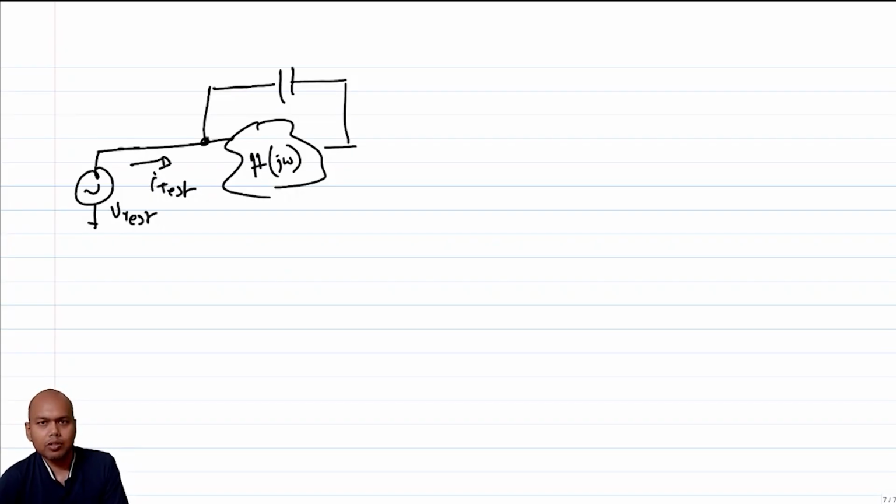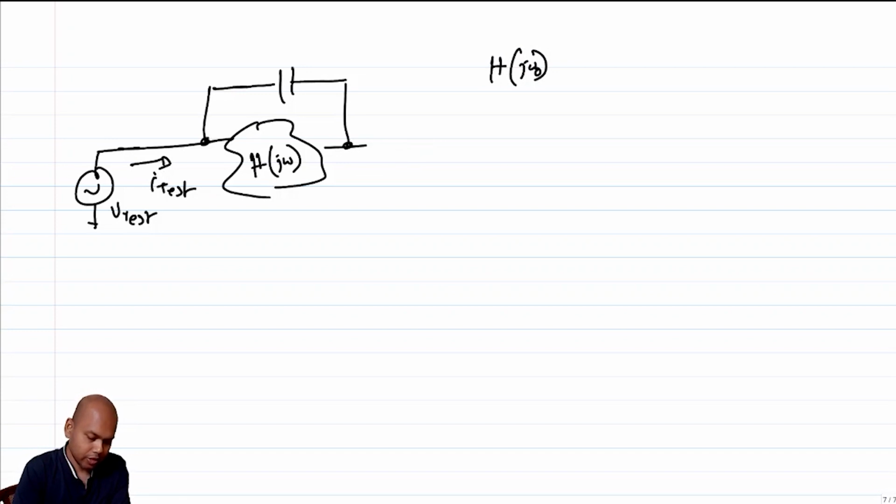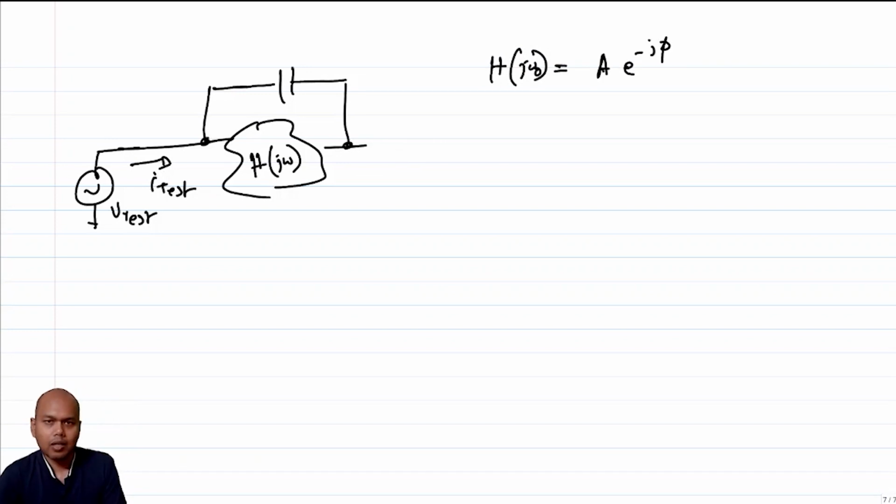And what can we do about it, right? This somewhat looks like, it looks like I'm leading towards a Miller kind of scenario. Not necessarily, but it is similar, right? So let's assume that the voltage transfer function between the two ports, H of j omega at a particular frequency, H of j omega naught, is A e to the power minus j phi, right?